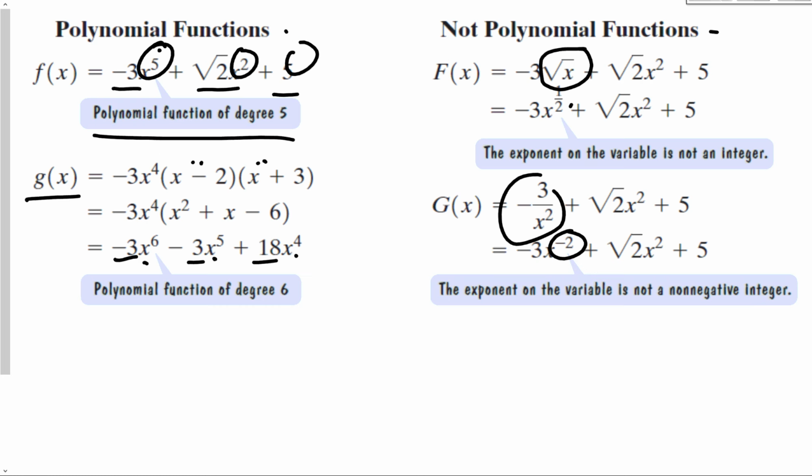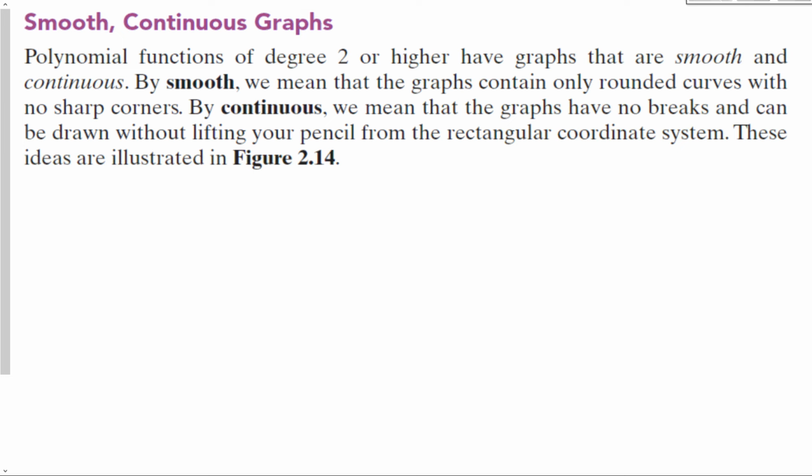I think I missed something. Okay. All right, so when we look at polynomial functions of degree 2 or higher, even degree 2 and even degree 1, we think about lines are not really curves, it's just all continuous. But even parabolas are going to be smooth and continuous. Smooth means the graph contains only rounded curves. Smooth, not smooth.